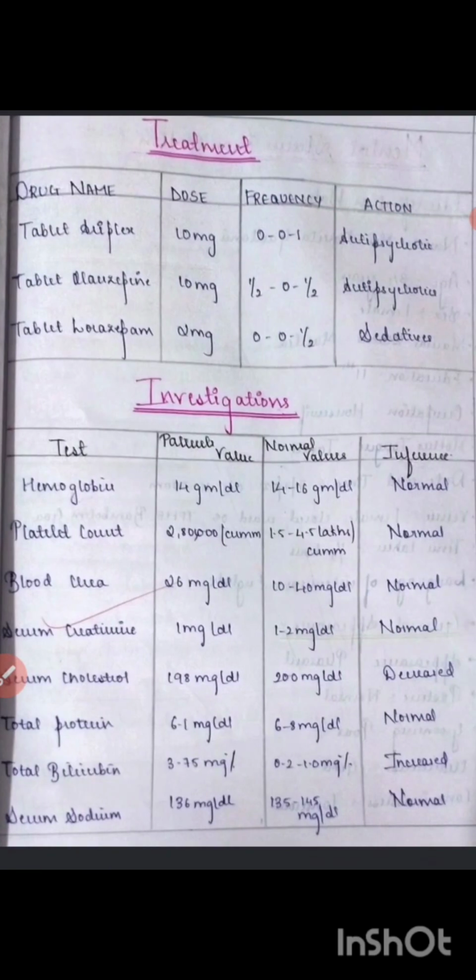Then comes what treatment the patient is on. So you'll have to mention all the medication, their dose, the frequency, and the actions. Okay, then comes the investigation. This investigation you all will get on the patient's case paper.